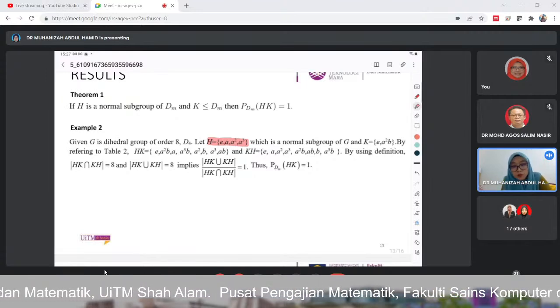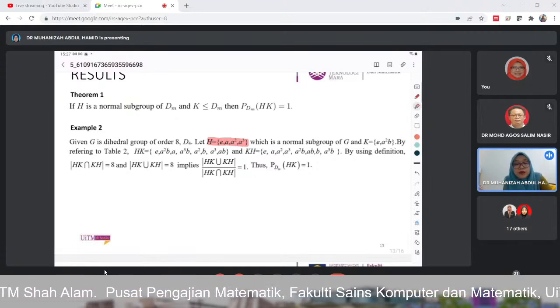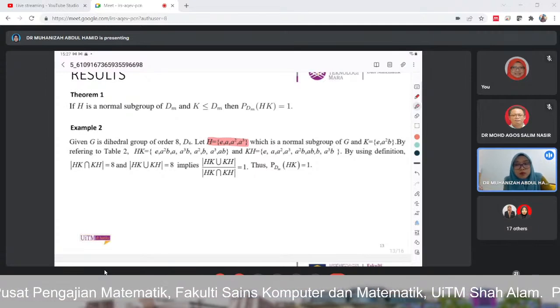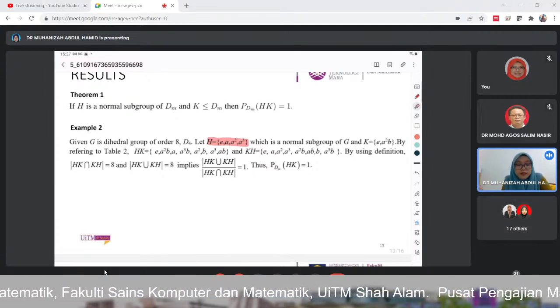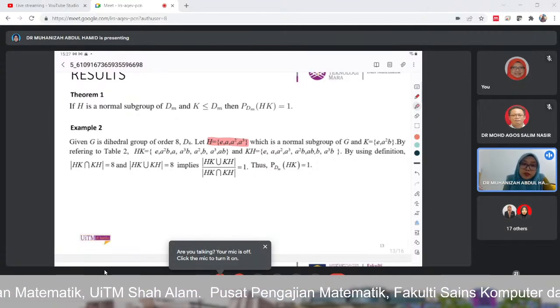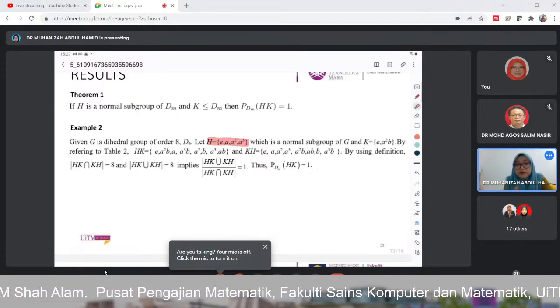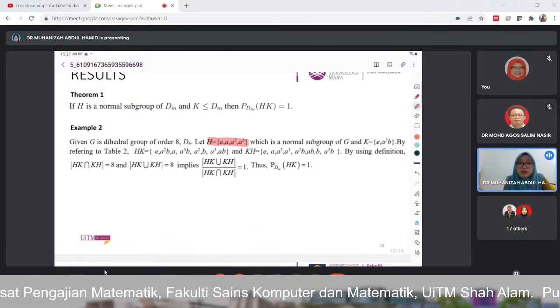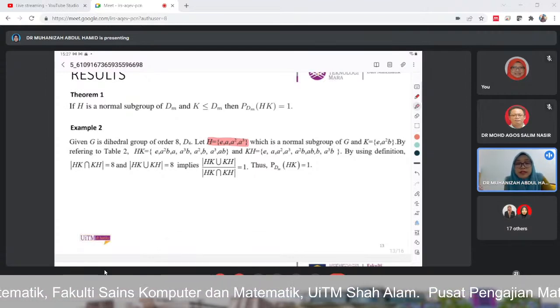What does it mean by normal? Normal subgroup means every left coset of the subgroup is equal to the corresponding right coset of the subgroup. If we multiply on the left of the subgroup with all elements in the group, then they correspond to the right coset.